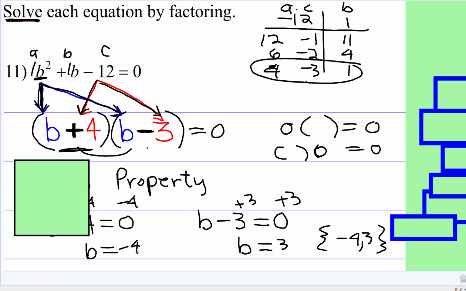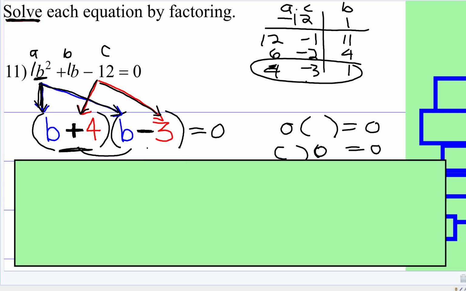Now, a really easy way to do it visually is that b is going to equal whatever zeroes out positive 4. Well, positive 4 plus its additive inverse, negative 4. And b will equal the additive inverse of negative 3, which is positive 3. So that is a way you can do it without showing all of those steps. All right, so when you're solving a quadratic where the lead coefficient is 1, here is a simple way to do that.